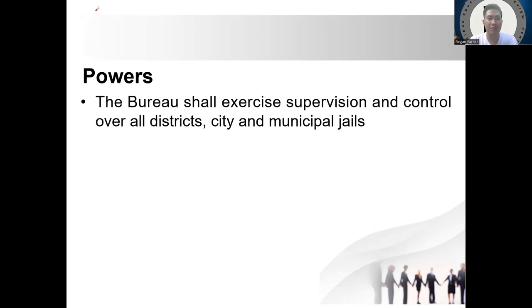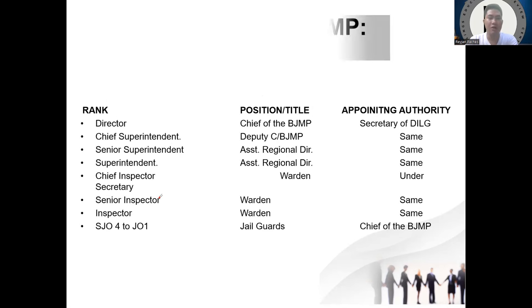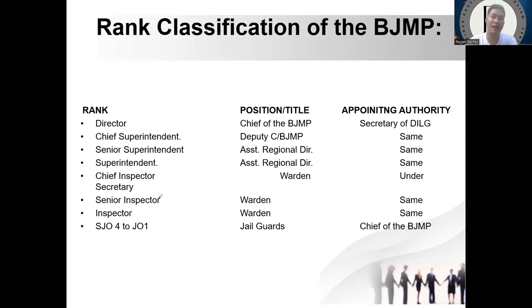And of course, aside from that, of course, yung BJMP natin class, we have the rank classification of the BJMP. So please screenshot this one, para makita ninyo, so we have yung rank, position, or title, then of course the appointing authority.